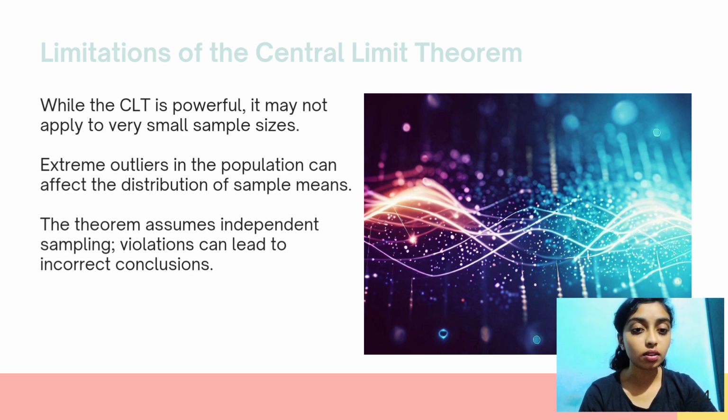Limitations of the central limit theorem. While the central limit theorem is powerful, it may not apply to very small sample sizes. Extreme outliers in the population can affect the distribution of the sample means. The theorem assumes independent sampling; violations can lead to incorrect conclusions.